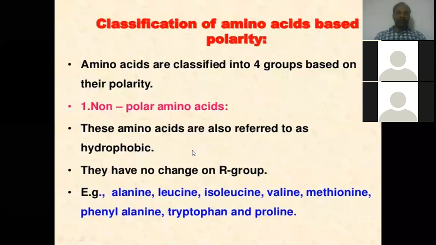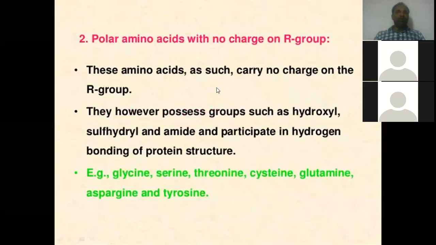These amino acids are referred to as hydrophobic amino acids. They have no charge on the R group. ठीक है, R group में ज़्यादा changes नहीं करेंगे. For example, alanine, leucine, isoleucine, valine, methionine, phenylalanine, tryptophan, and proline. So these are the examples of non-polar amino acids. Now come to the polar amino acids.